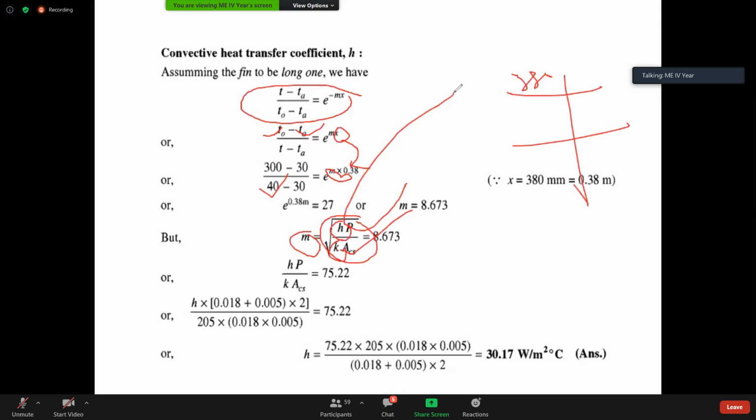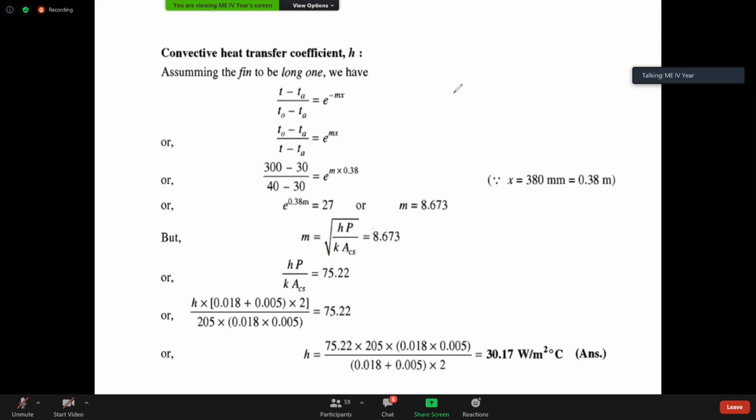Very simple. The problem may be a little bit difficult. Reading and understanding the problem is difficult, but when you confirm that this is a particular case, then it will be easy. Do the same problems which I provide after this class so that you won't forget. So this is the h value, in watt per meter square.